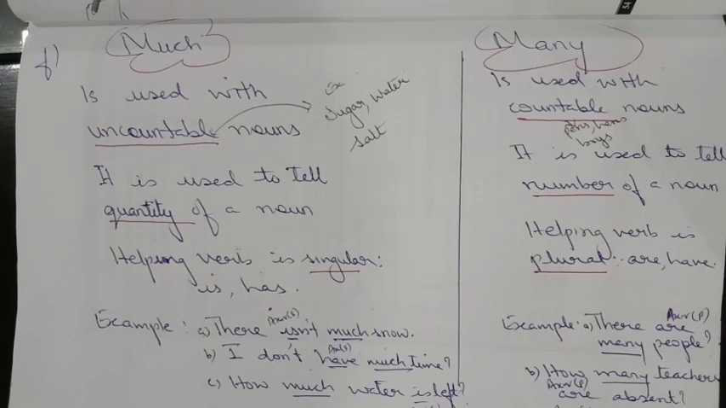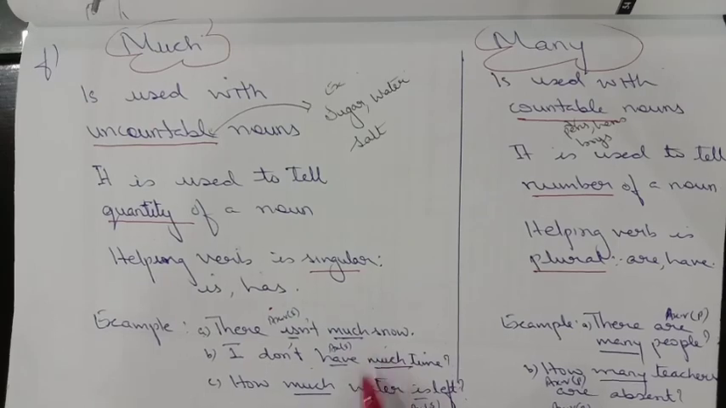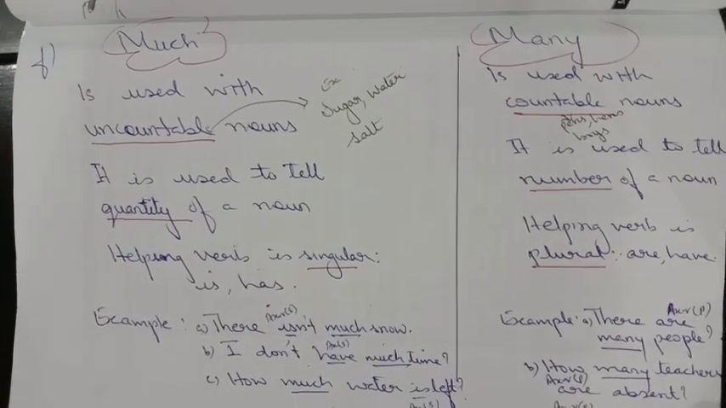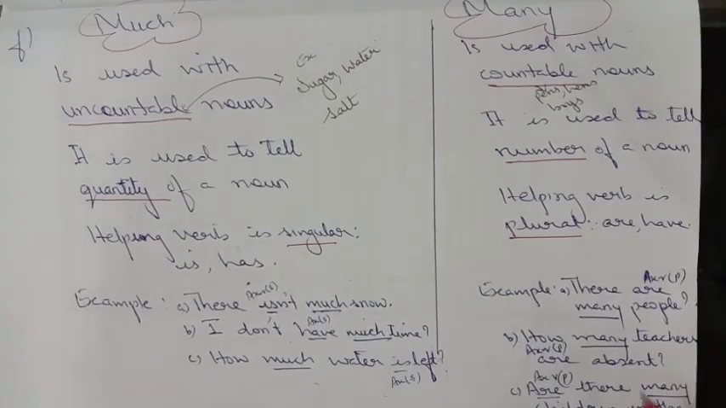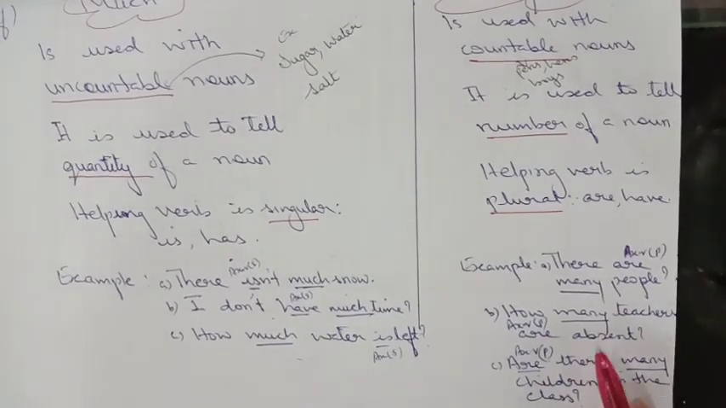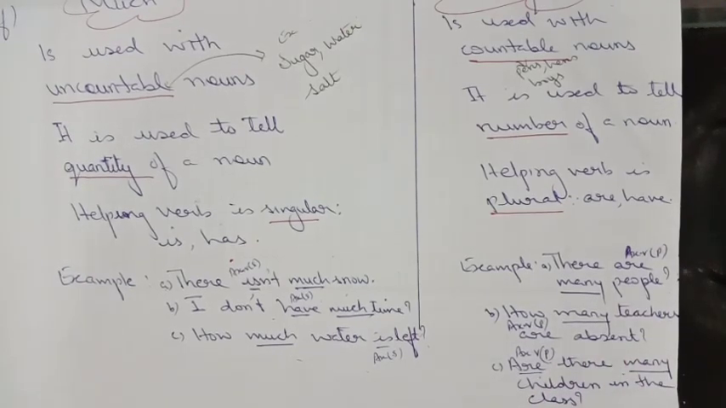For example, see, there isn't much snow. How much water is left? So, this is uncountable. Can you count snow? Can you count time? Can you count water? No. So, much is used with uncountable nouns. Okay, it's telling the quantity. Whereas for many, see the example. There are many people. You can count people, isn't it? So, when you can count, you'll use many there, and the helping verb will be plural. How many teachers are absent? Are there many children in the class?